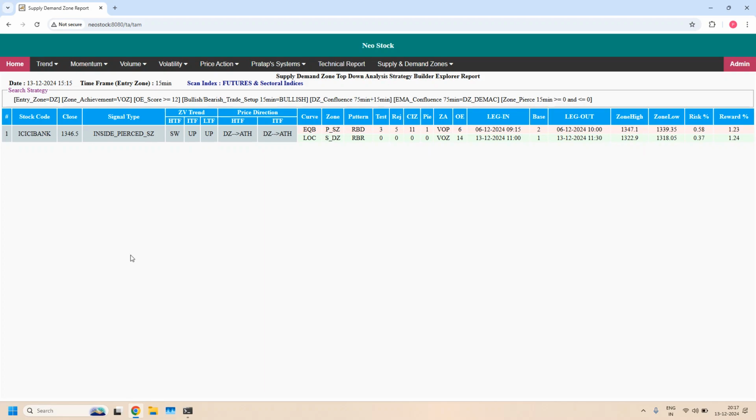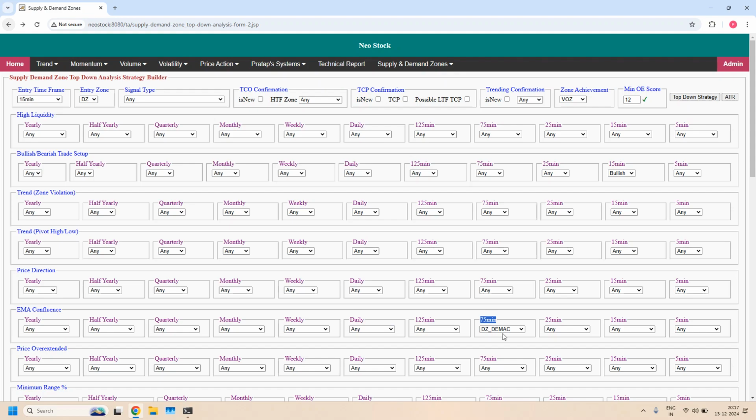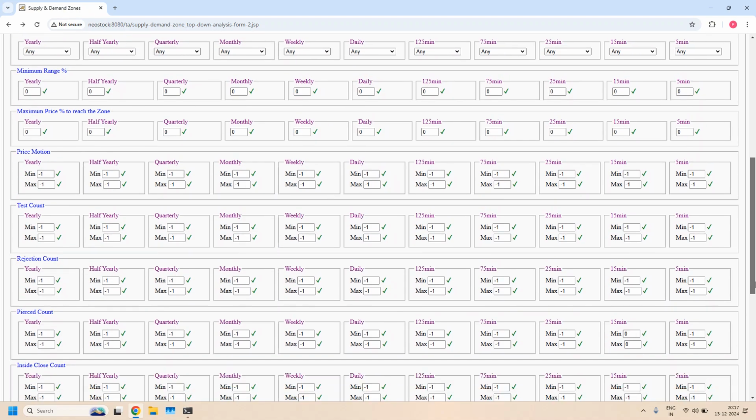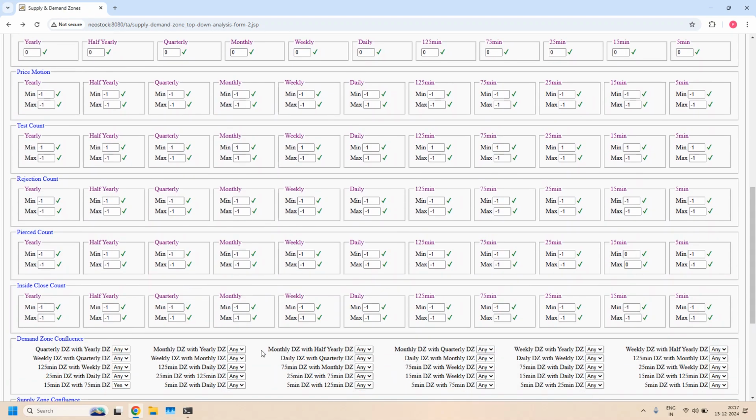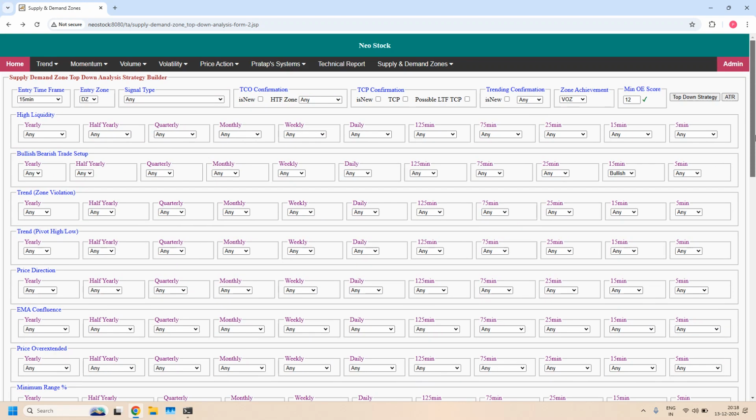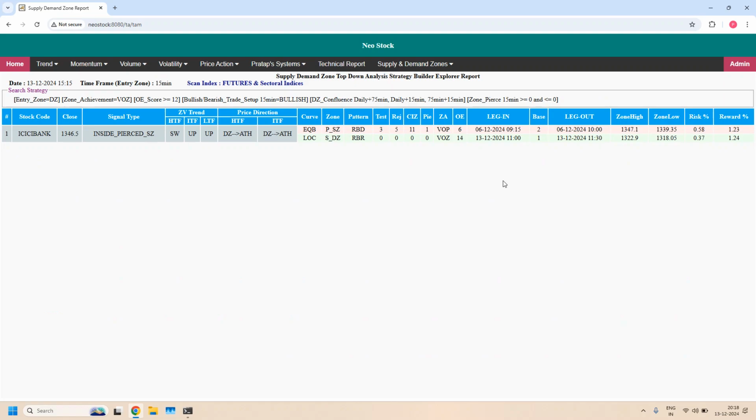Okay. Next, let us look for LTF, ITF, HTF demand zone confluence. I am removing EMA filter. So in the demand zone confluence, we need to set 3 filters. First filter is already enabled. Next, 15 minutes demand zone with daily demand zone confluence. 75 minutes demand zone with daily demand zone confluence. With all the 3 filters, LTF, ITF and HTF demand zone confluence, we got 1 stock.